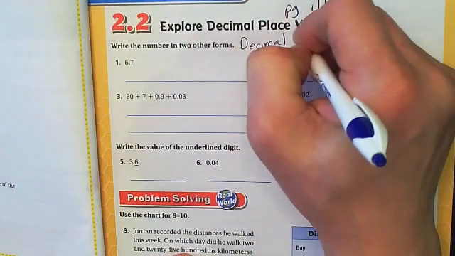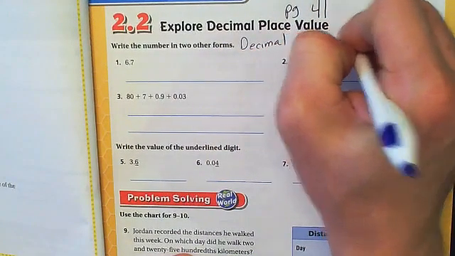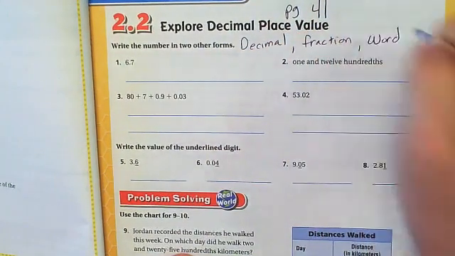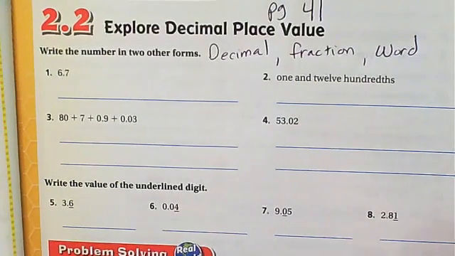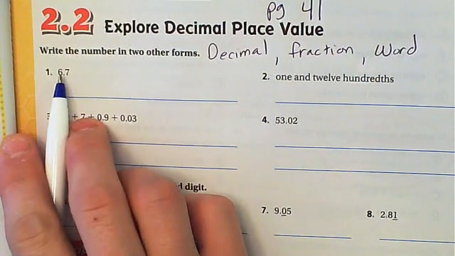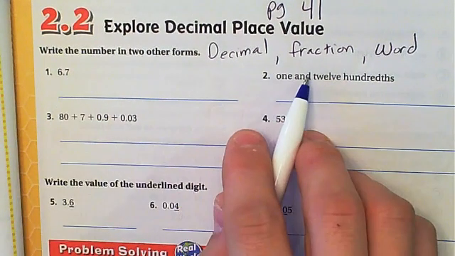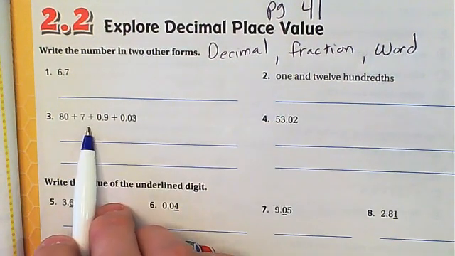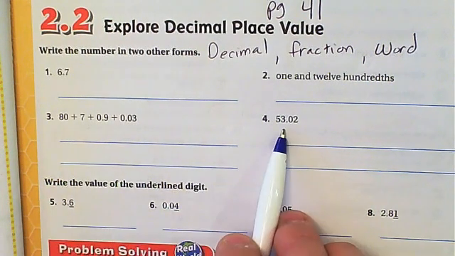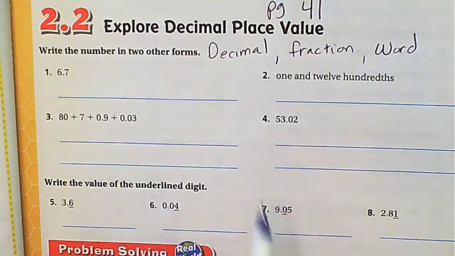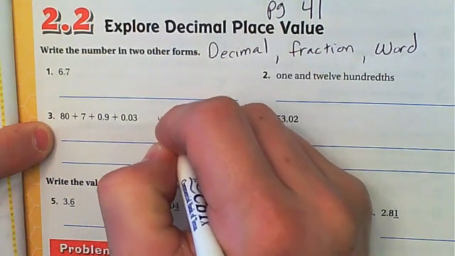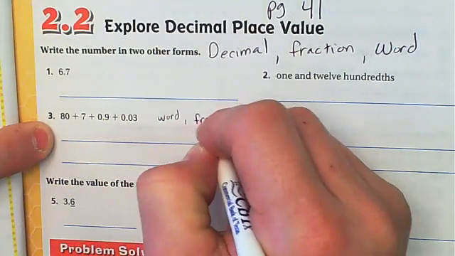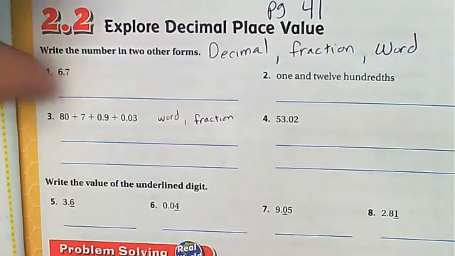We have decimal form, fraction form, and word form. So if they've already given you one of those forms, then you can't do that form. You got to do the other 2. For instance, this one's in decimal form. This one's in word form. This one's also in decimal form, but it's kind of expanded as well, so we'll do 2 different ones with that one. And this one is also in decimal form. So I'm going to put this one in word form and fraction form.